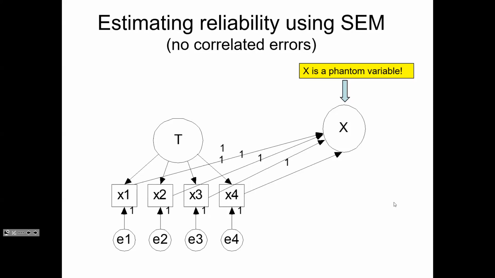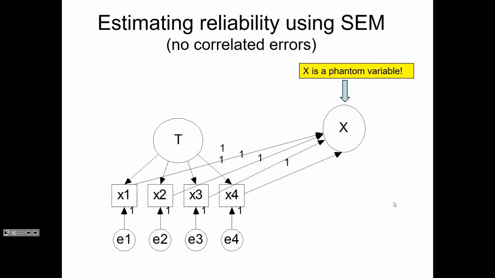But one of the easiest ways that you can do it is to basically create a phantom variable that's going to serve as our composite. It's basically going to serve as our composite score. So the phantom variable is X. And notice that the paths from X1, X2, X3, and X4 to X are all fixed to be 1. Which again is sort of like what you do when you create a total score or mean score, right? You're actually weighting each of those items equally, right? So we're going to fix those paths to be 1.